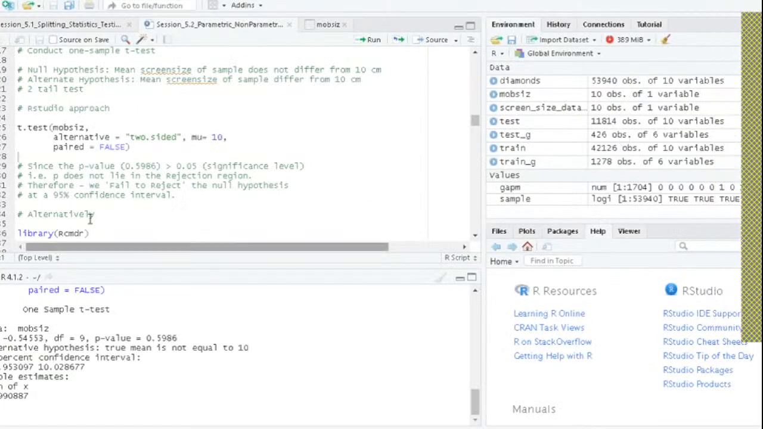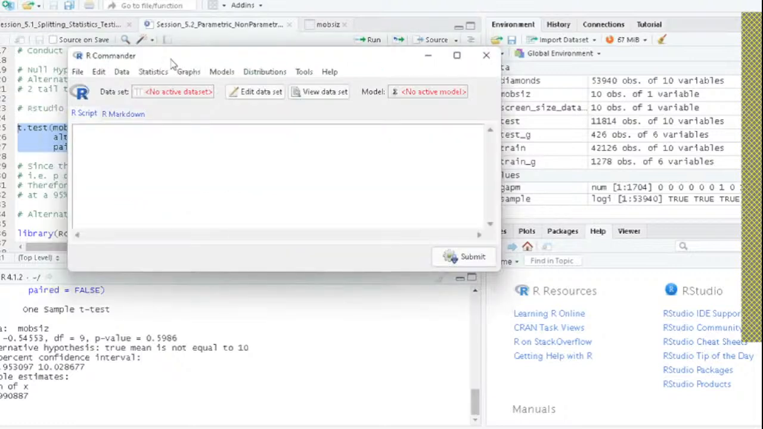Okay, so now I will show how we do this in R Commander. In R Commander, the only thing is that you don't have to write these codes. Of course, even if R Commander was running for all of you, I would have asked you to do it with the RStudio approach, meaning you have to write the code also. But R Commander is an alternative approach, okay? So I'll show you how we can run this in R Commander.